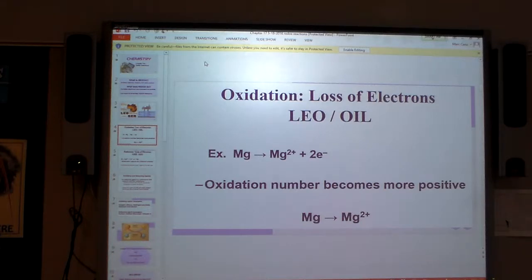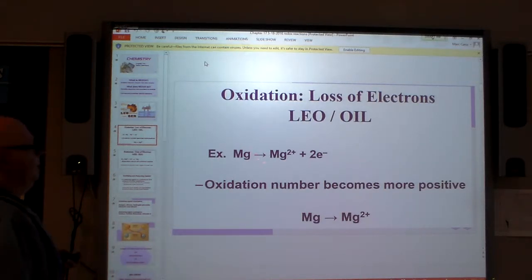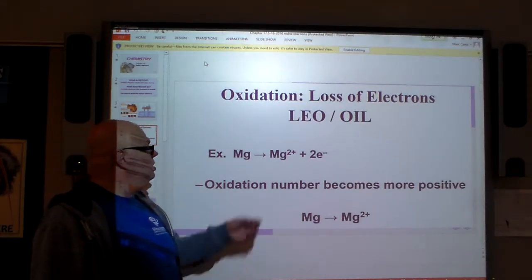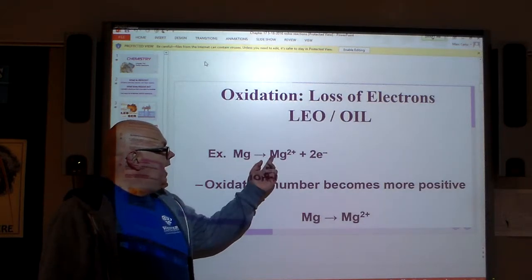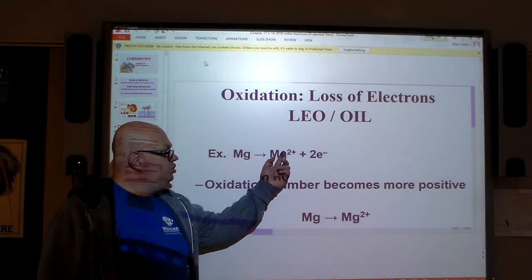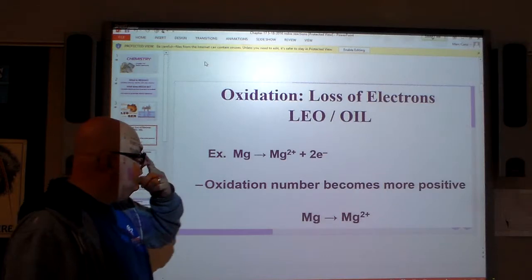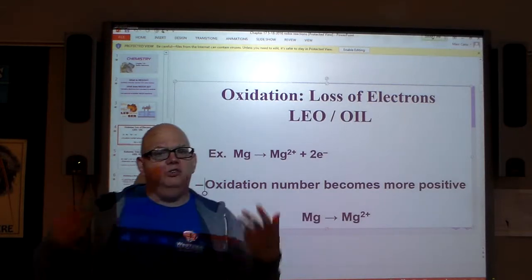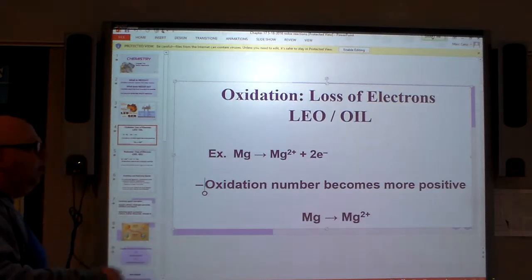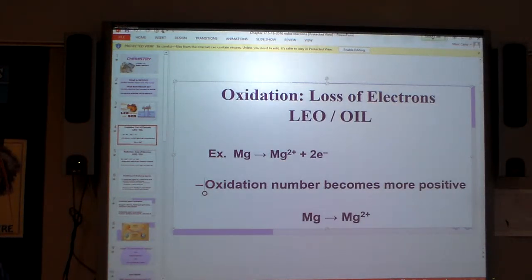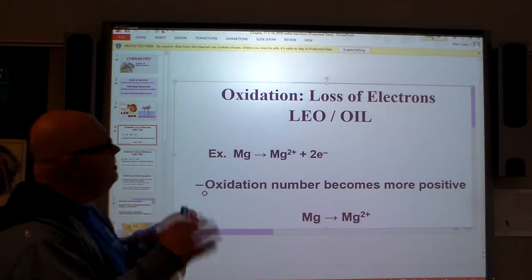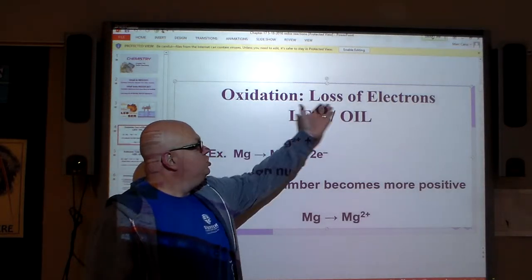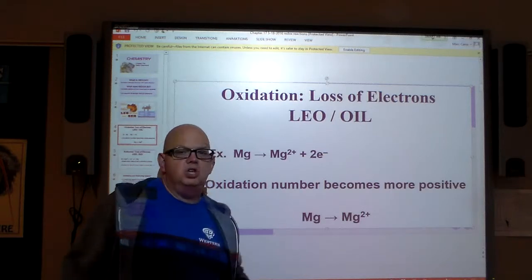So with that, here's an example of a loss of electrons. Here's Mg, and it results in Mg2+ with the loss of 2 electrons. So what happens? Our oxidation number becomes more positive because we lost 2 electrons. That's an oxidation process. It's a loss of electrons. Okay? Now, what do we mean? Is there a difference between oxidation, loss of electrons, and oxidation number?